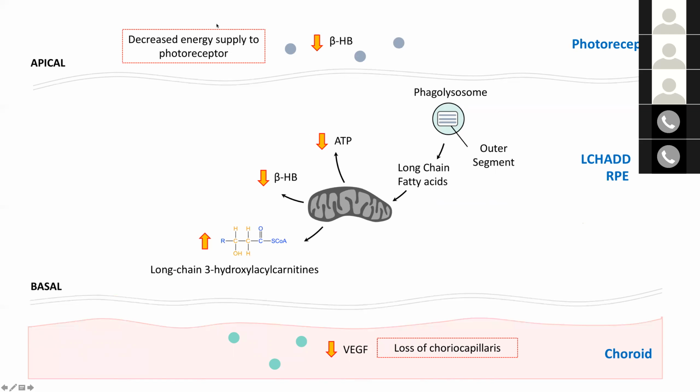And in our LCHAD deficient cells, we find a decrease in oxygen consumption when exposed to palmitate, as well as a decrease in the release of beta hydroxybutyrate. And finally, we're also finding a pretty substantial accumulation of long chain 3-hydroxyacyl carnitines in our cells, and a decrease in the secretion of VEGF, which could affect the underlying choroid.